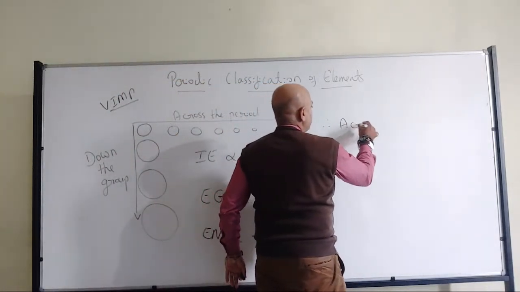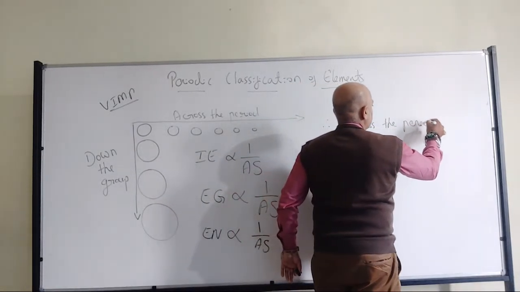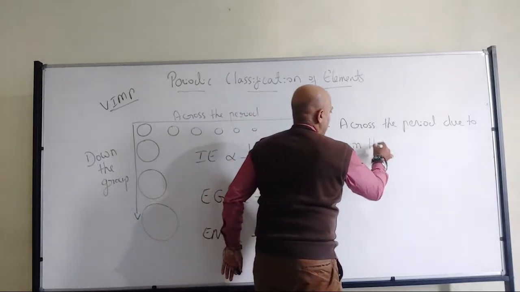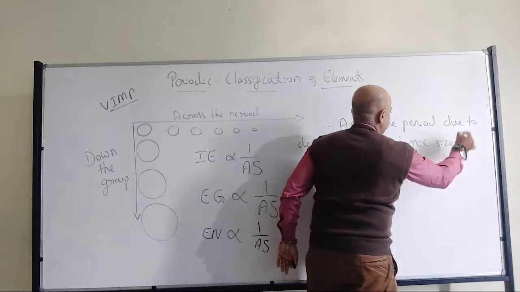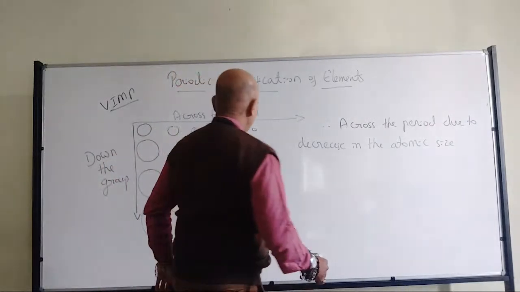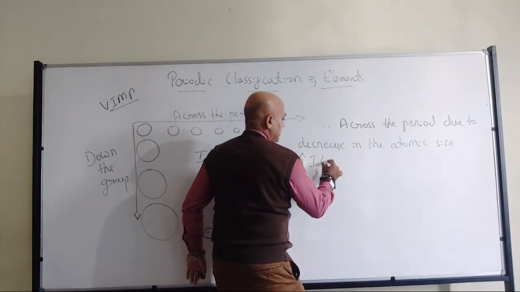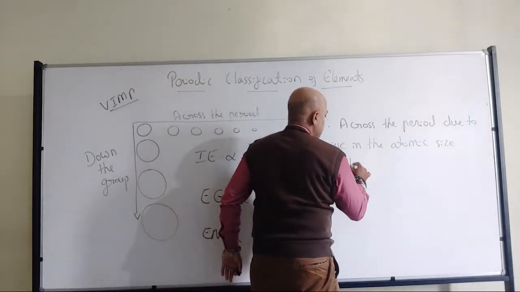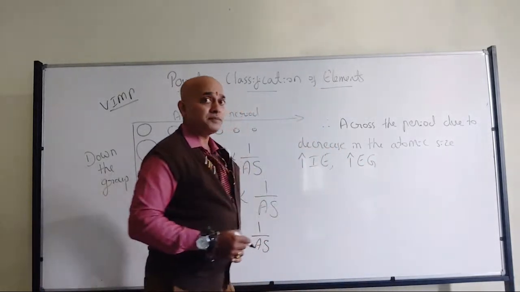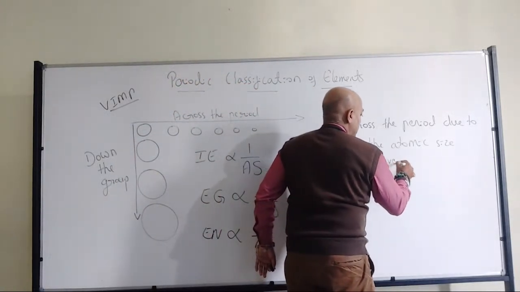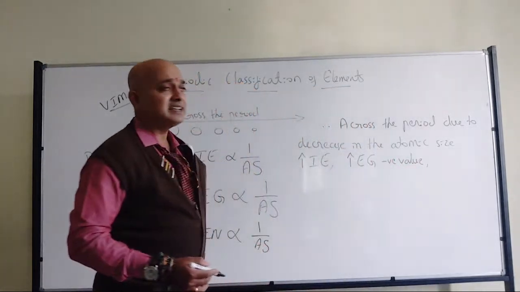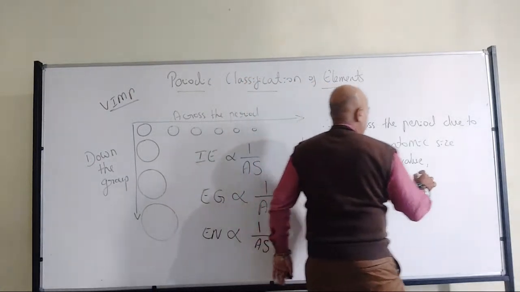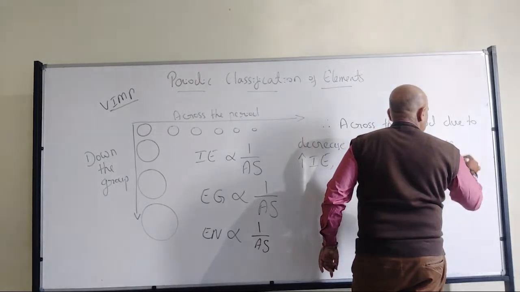So therefore, across the period, due to the decrease in the atomic size, there will be an increase in the ionization enthalpy. That means more energy is required to remove the electron, or there will be more energy released. That means there is an increase in the electron gain enthalpy negative value. Or simply you can mention it as an increase in the electron gain enthalpy because more energy will be released, a more negative value. Then there will be an increase in the electronegativity.